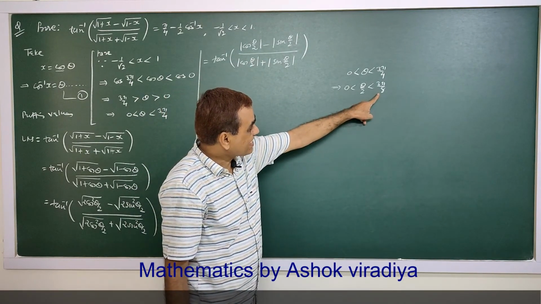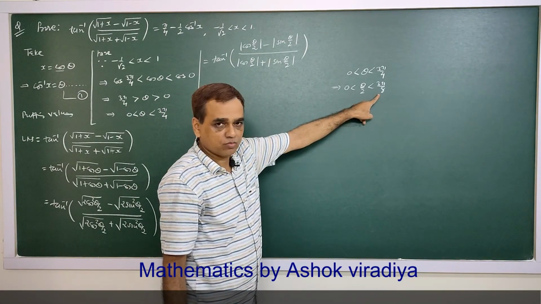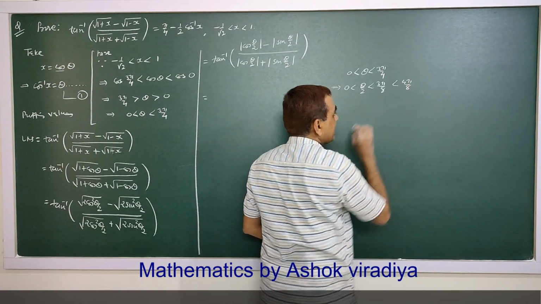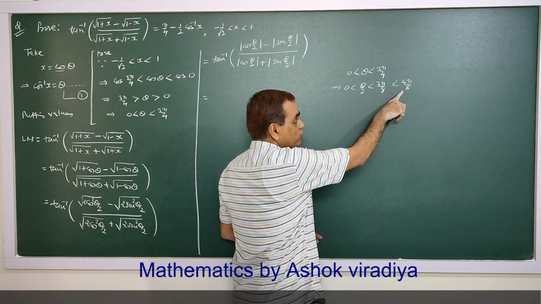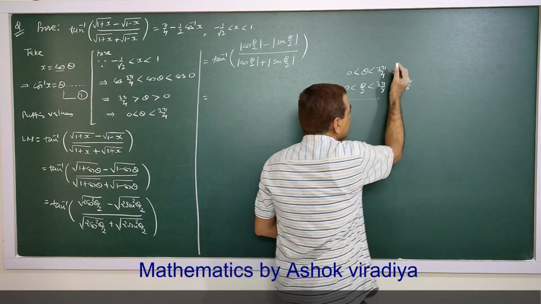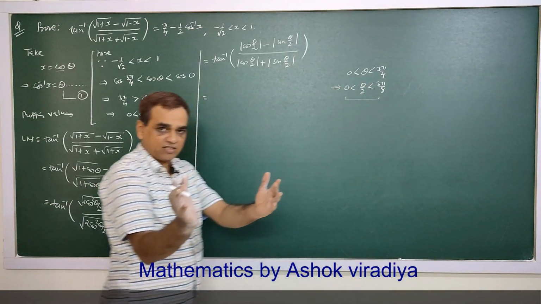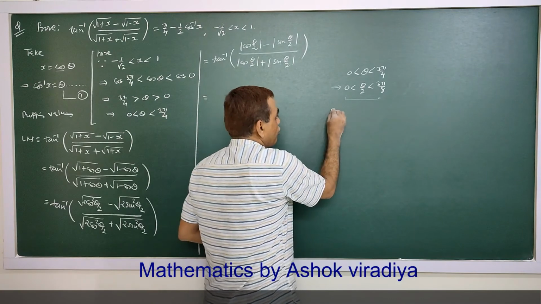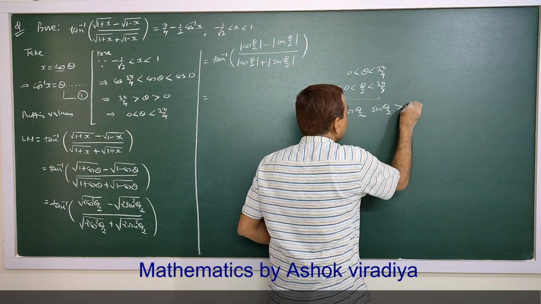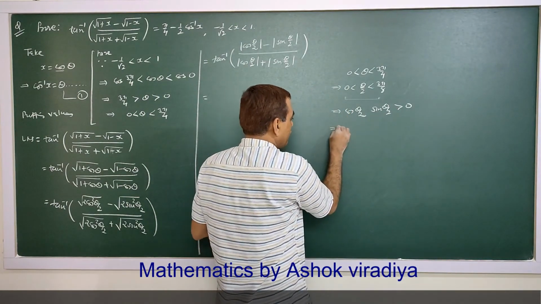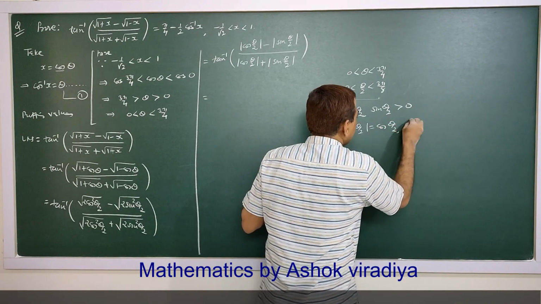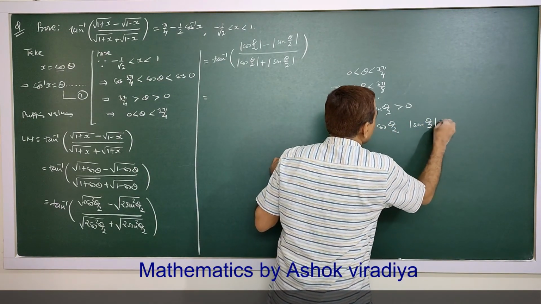This number is less than pi by 2. If it were 4 pi by 8, that means pi by 2, and this is less than 4 pi by 8. So obviously this number is less than pi by 2. So this interval is part of the first quadrant. Therefore cos theta by 2 and sin theta by 2 both are positive. Therefore modulus of cos theta by 2 is cos theta by 2, and modulus of sin theta by 2 is sin theta by 2.